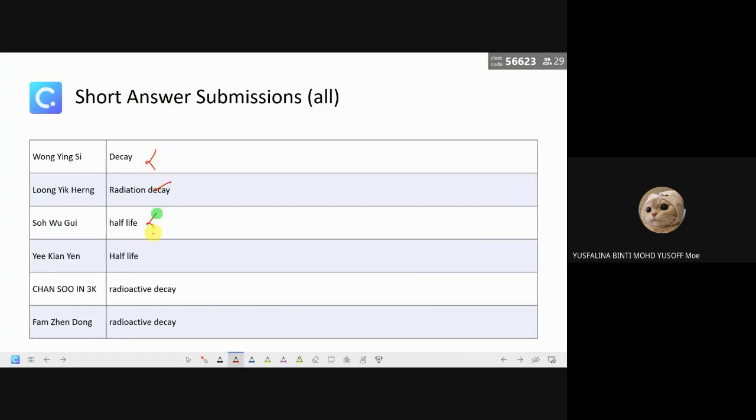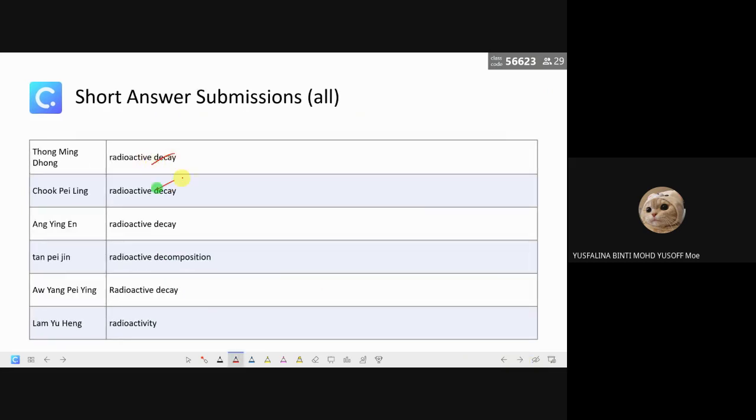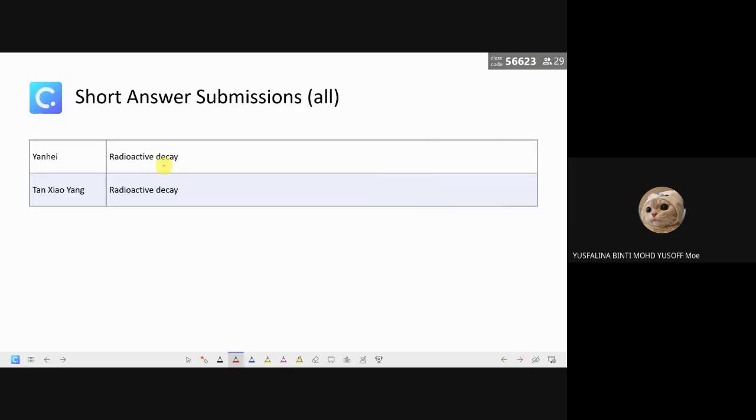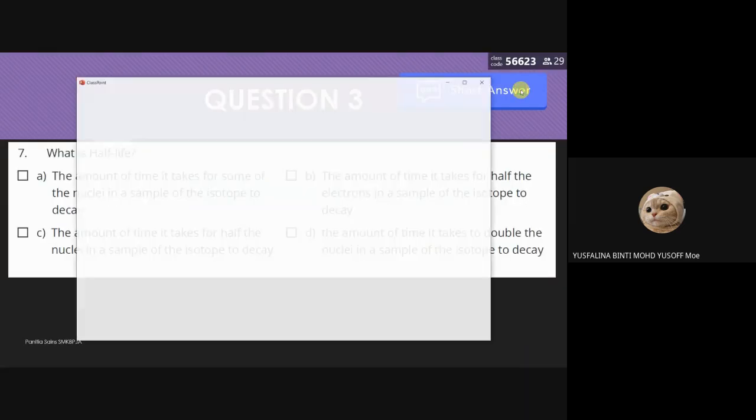Okay, very good. Half-life is actually the time taken for the substance to become half of the original mass. Okay, good. Very good. It's decay, not decomposition. All right. So let's move on to the next one. So what is the half-life?